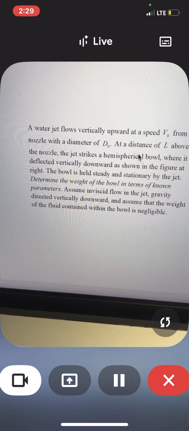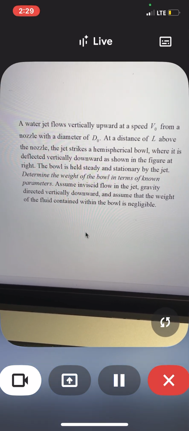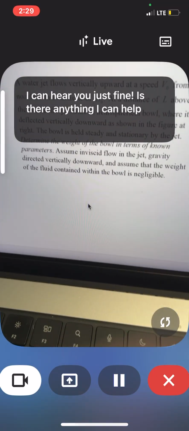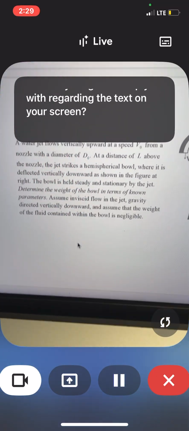Hey Gemini, can you hear me? I can hear you just fine. Is there anything I can help you with regarding the text on your screen?